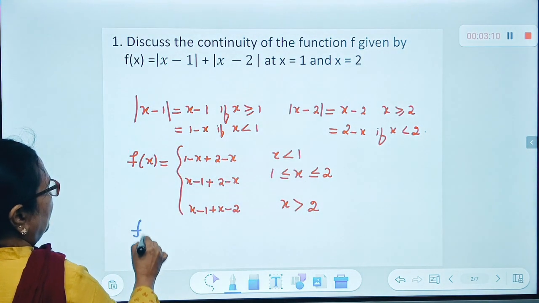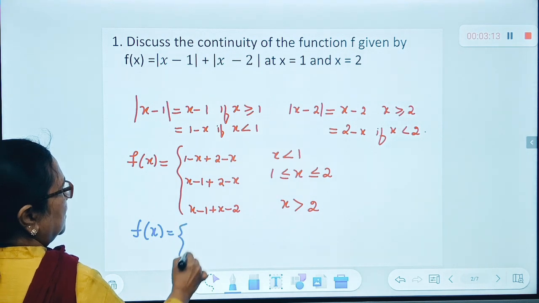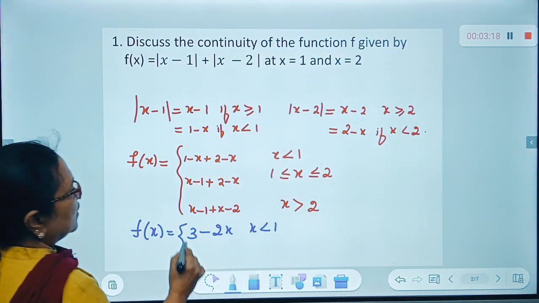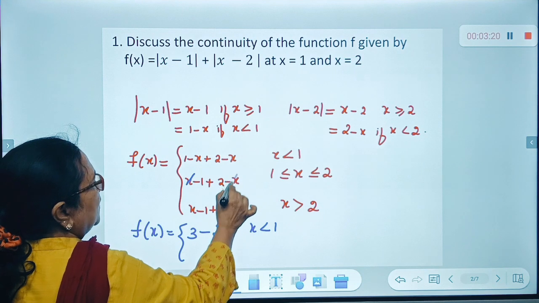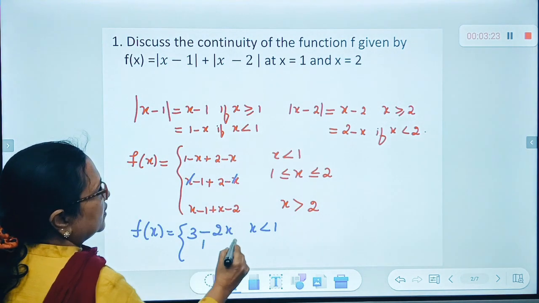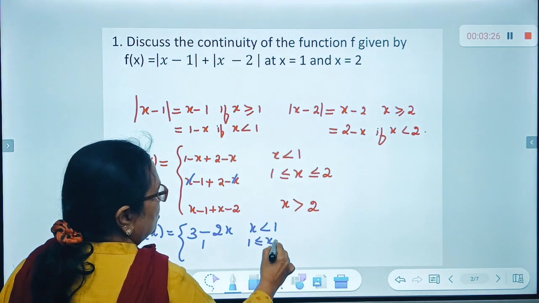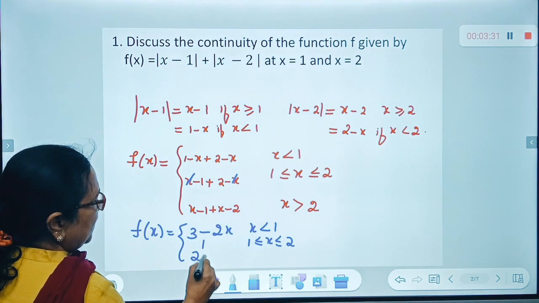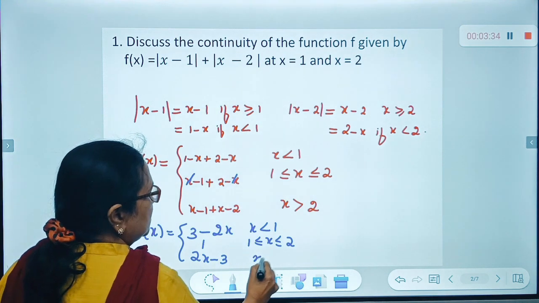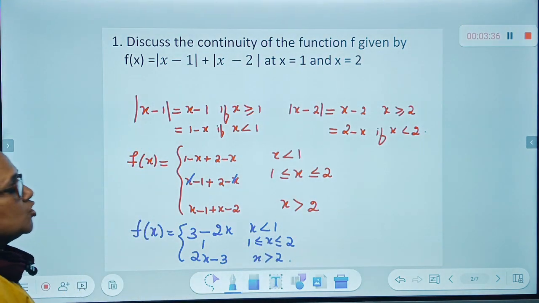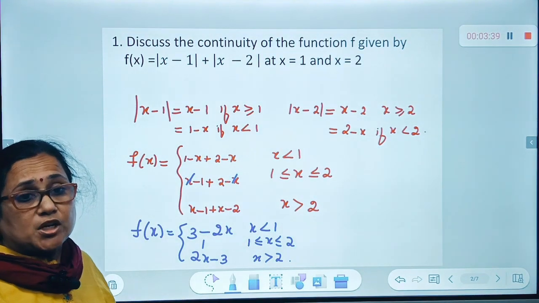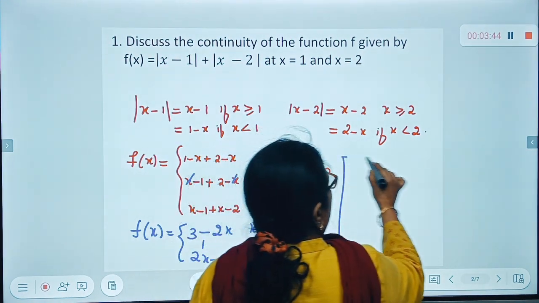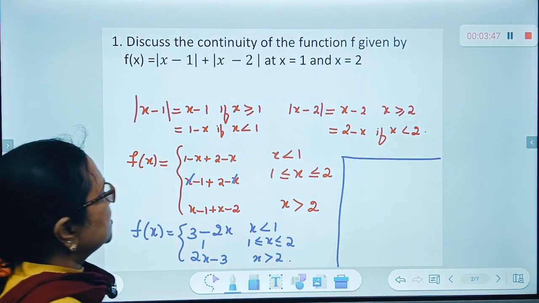I can rewrite f of x as 3 minus 2x when x is less than 1. Here x gets cancelled, giving you 2 minus 1, that is 1, when 1 is less than or equal to x less than or equal to 2. It is 2x minus 3 when x is greater than 2. So we have only redefined the function now. We are now going to discuss the continuity of the function at 2 points, at x equal to 1 and x equal to 2.